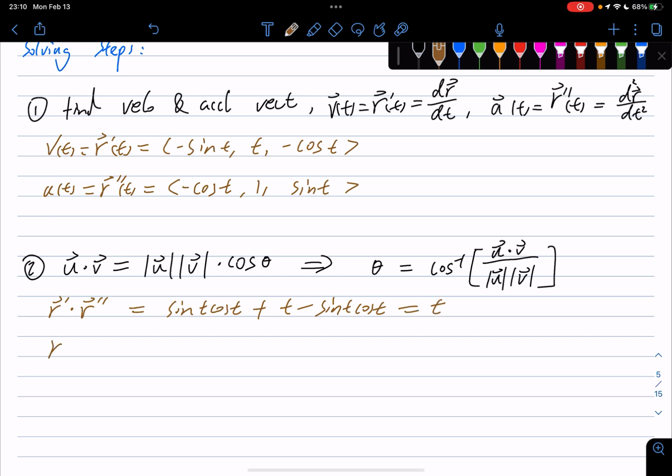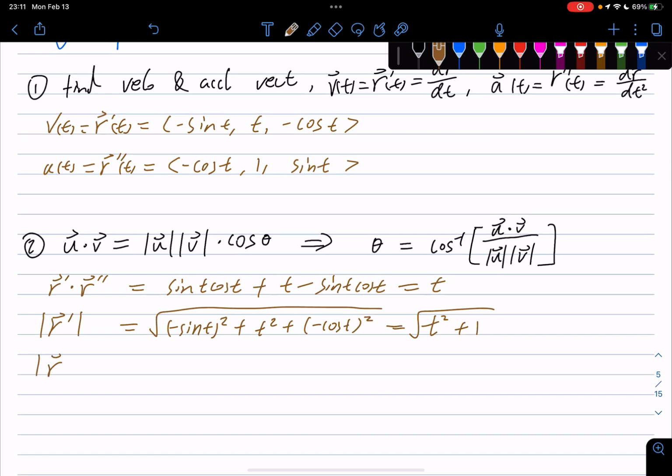Okay, and then the magnitude of r prime of t is going to be negative sine of t squared plus t squared plus negative cosine t squared, which equals t squared plus 1, because sine squared plus cosine squared equals 1. Same thing for r double prime of t. It's going to be very similar. We're just going to copy and paste. Instead of negative sign, it's going to be positive sign, and instead of t squared, it's going to be t to the 1. So we're going to end up with square root of 2.